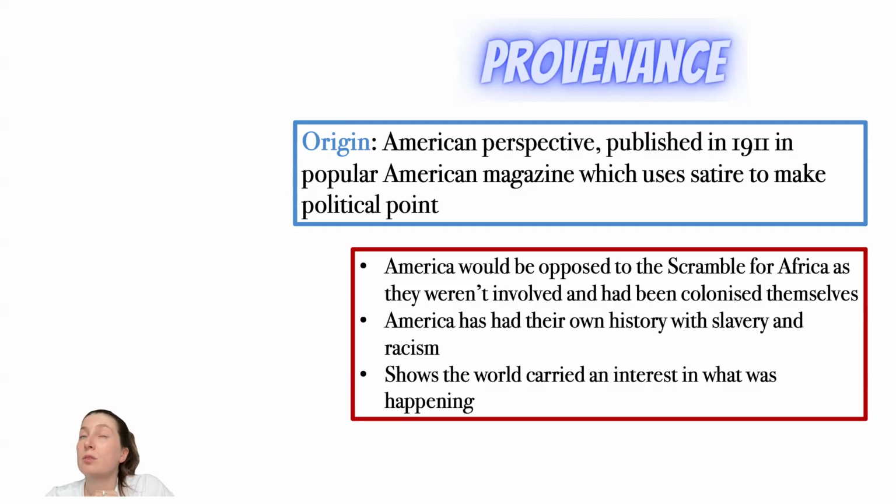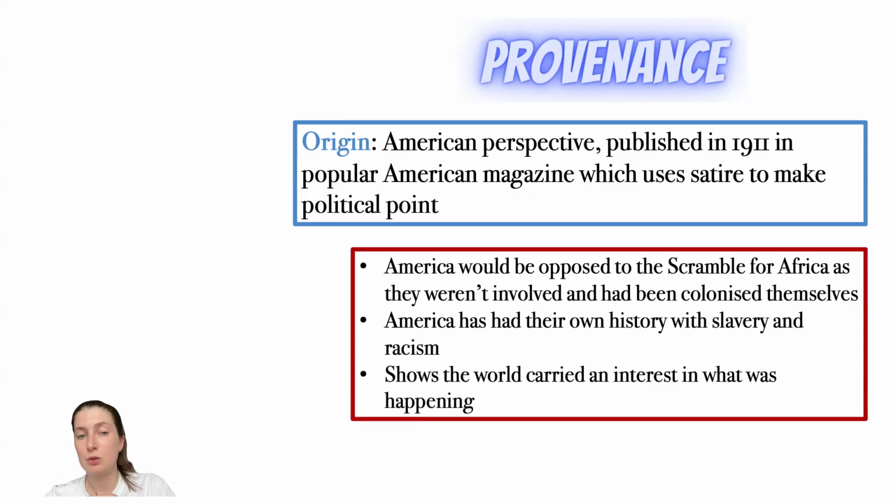Now, if you also have some wider contextual knowledge, you might know that America traditionally have been quite opposed to empire and colonization. They've quite often advocated for self-determination, which is where countries rule themselves. So for all of these reasons, we might want to look towards America being more critical of countries like Britain and the other European countries that were trying to colonize and take over Africa.